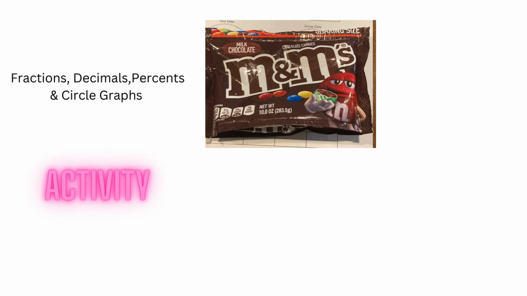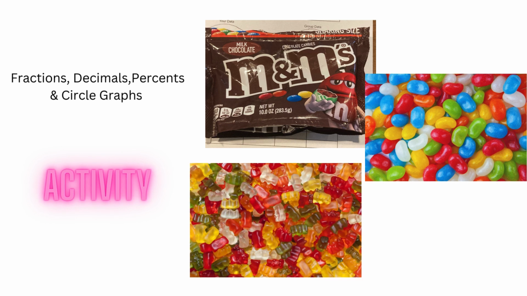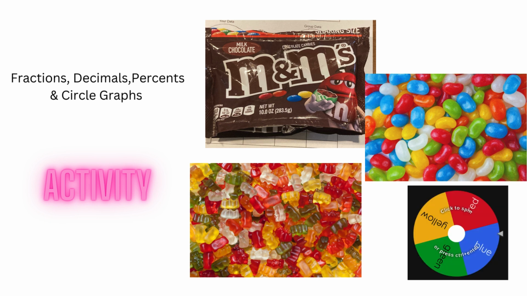Let's talk about how we can do fractions, decimals, percents, and circle graphs in an activity. What you can do is have your students bring in some candy. These are some easy ones. Or you can use something like the wheel of names and just have a spinner for them to collect their information. Typically, students like candy, so you can do it with candy.